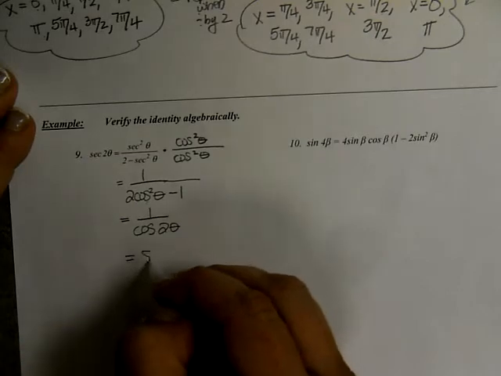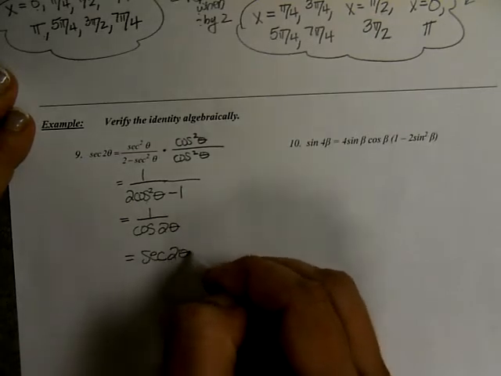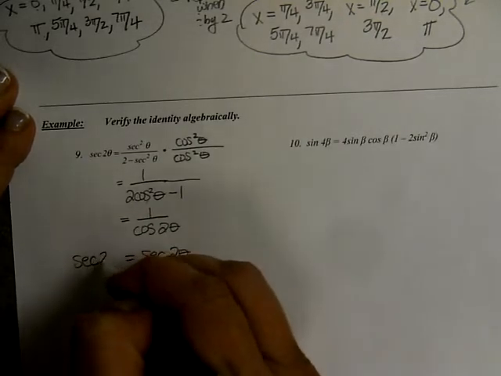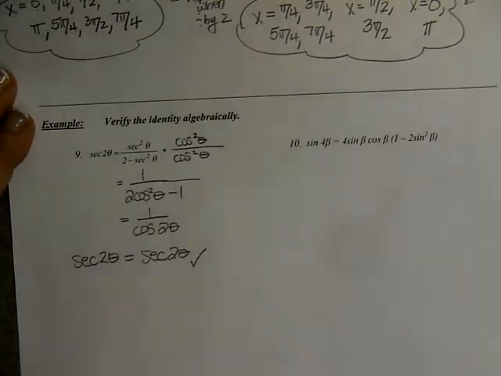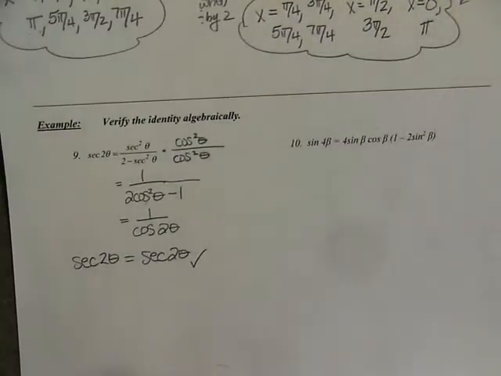And isn't that then the secant of 2 theta? So I like that tactic of multiplying by the reciprocal function to kind of get rid of that. It really made it a lot cleaner.